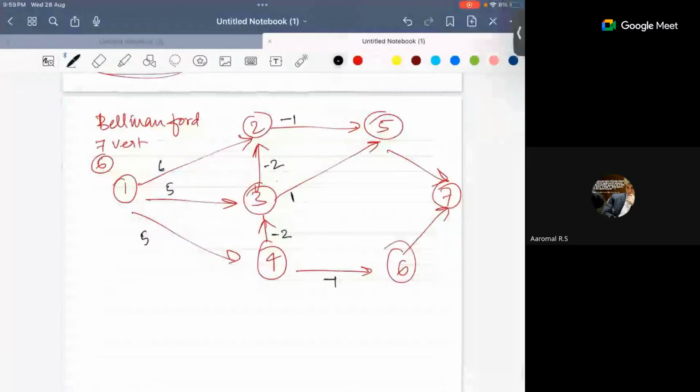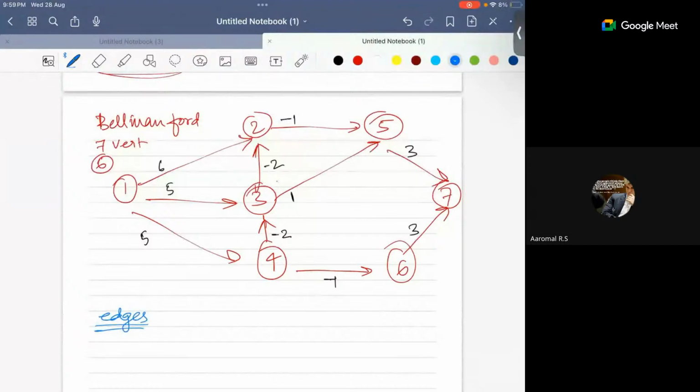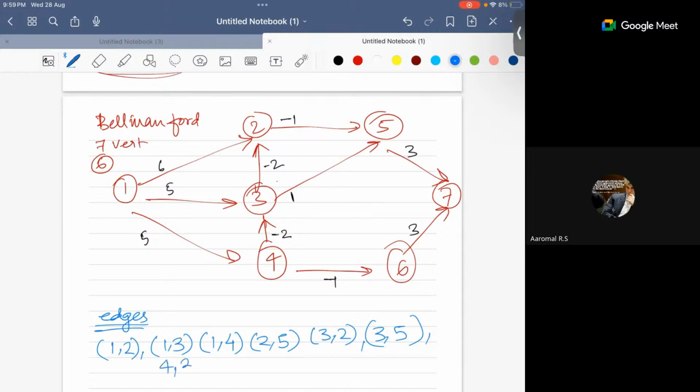Now you have to relax all the edges, so you have to write all the edges first. What are the edges? 1, 2; 1, 3; 1, 4; 2, 5; 3, 2; 3, 5; 4, 3; 4, 6; 5, 7; 6, 7. So you have 10 edges.